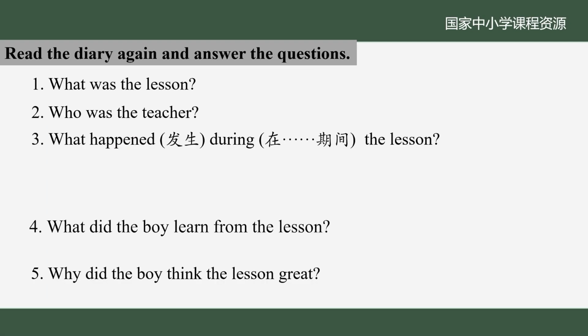Wonderful. This time, let's read it again and answer the questions. Number 1. What was the lesson? English. Good. Number 2. Who was the teacher? Mr. Pan. Great. Number 3. What happened during the lesson? Mr. Pan asked me my name. I felt so nervous and I gave a wrong answer, but Mr. Pan's clever words made me feel better.